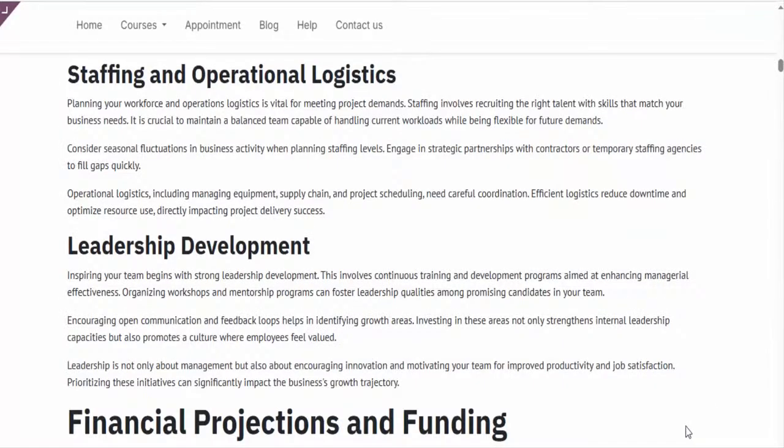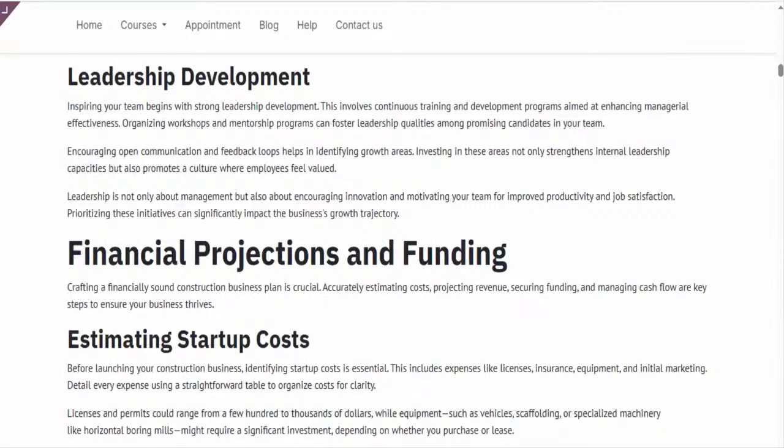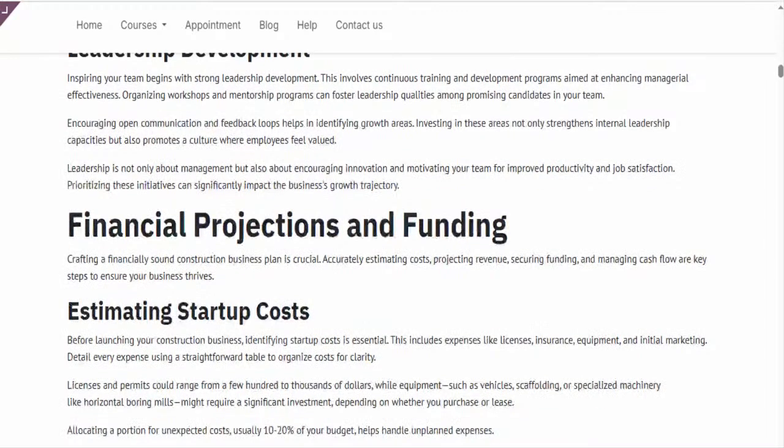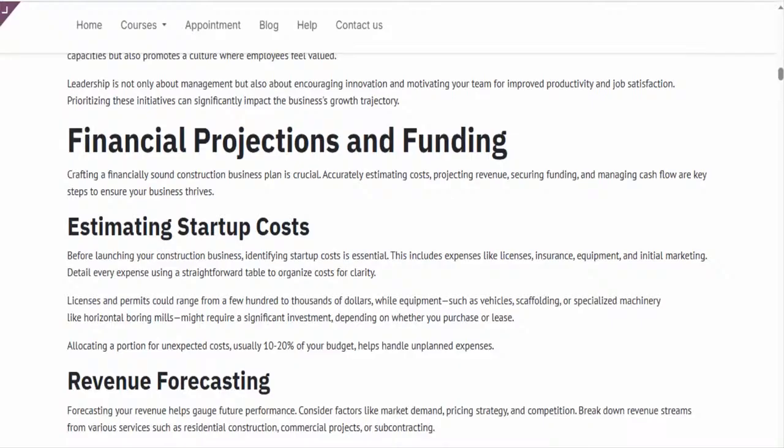Leadership development. Inspiring your team begins with strong leadership development. This involves continuous training and development programs aimed at enhancing managerial effectiveness. Organizing workshops and mentorship programs can foster leadership qualities among promising candidates in your team. Encouraging open communication and feedback loops helps in identifying growth areas. Investing in these areas not only strengthens internal leadership capacities but also promotes a culture where employees feel valued. Leadership is not only about management but also about encouraging innovation and motivating your team for improved productivity and job satisfaction. Prioritizing these initiatives can significantly impact the business's growth trajectory.